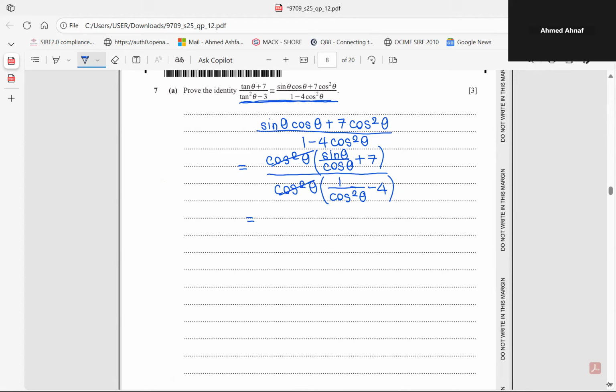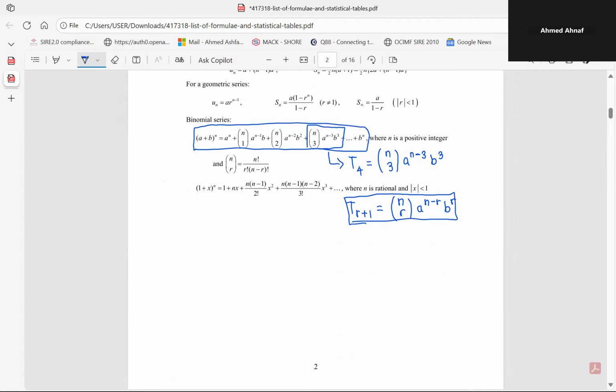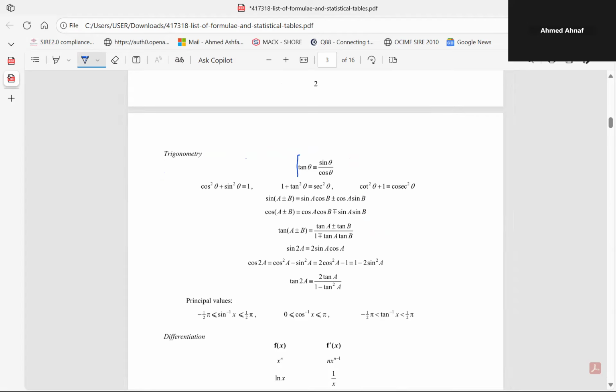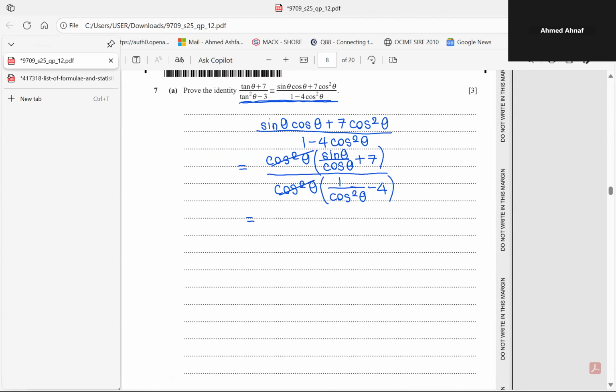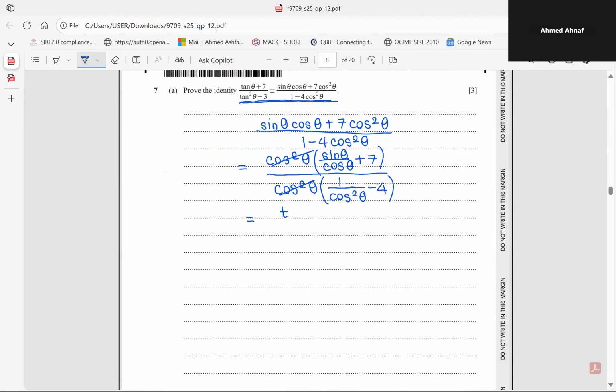So now we have to evaluate sine theta over cosine theta. So in our formula sheet, we're given this identity, tangent theta equals sine theta over cosine theta. So we can write this down as tangent theta plus 7 over, let's combine this 1 over cosine squared theta minus 4 into a single term.